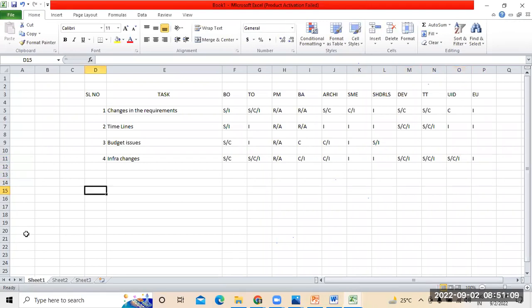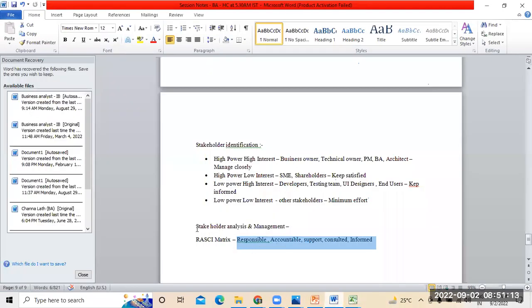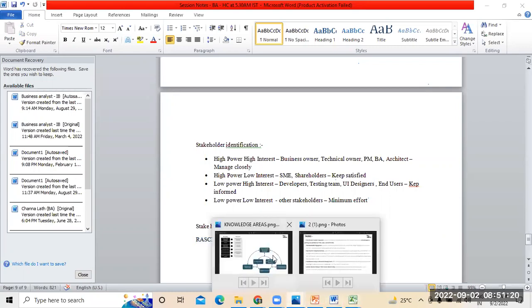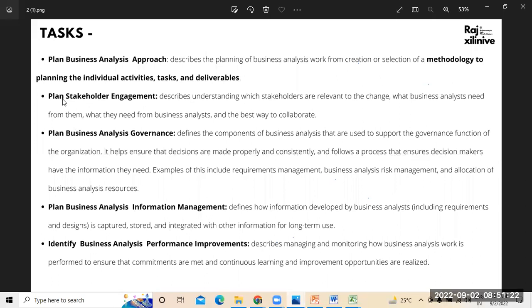So this is how generally stakeholder analysis and management is done using the RACI matrix. For what reason are we doing stakeholder engagement? Stakeholder engagement is done to identify the right person for the right decision. If you are not meeting the right person for the right decision, then there will be no value. The timelines will simply go as usual, and we won't have any value at all from that.